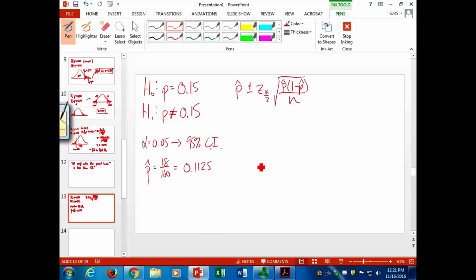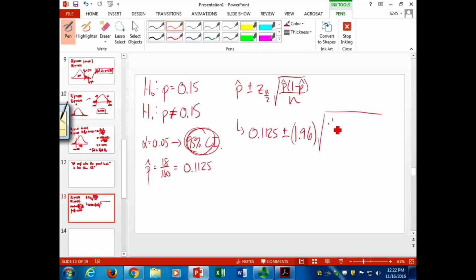0.1125, right? So then our confidence interval will go 0.1125 plus or minus. What's the z multiplier for a 95% confidence interval? 2.5? That would be 99. 1.645? That would be 90. How about 1.96? Yeah, 1.96. We're doing a 95% confidence interval, right? So the multiplier for 95% confidence is 1.96.